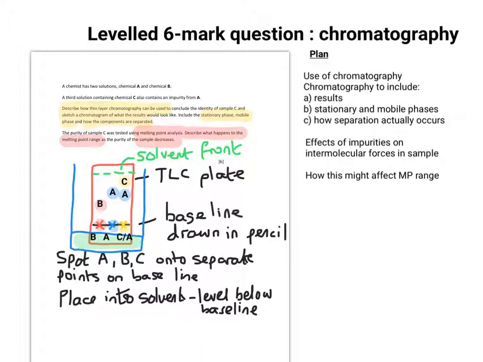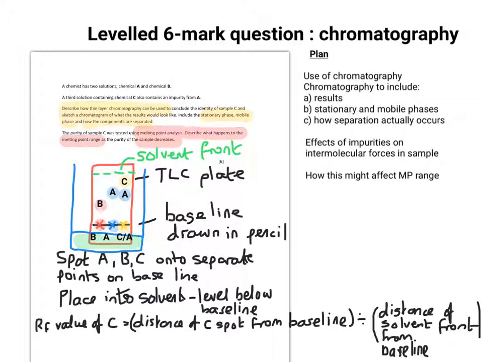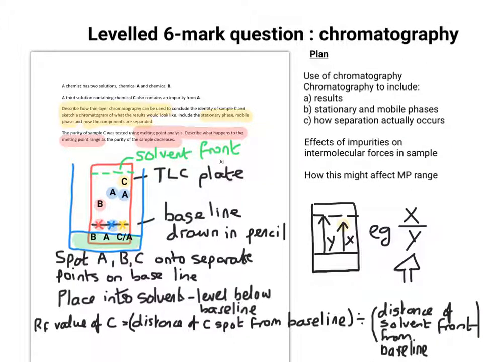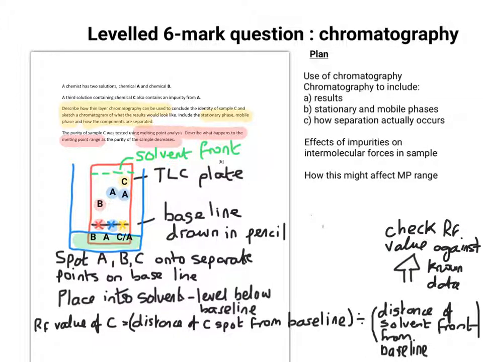So what you need to do is to work out the identity of sample C. You measure the distance of spot C from the baseline over the distance of the solvent front from the baseline, as I've illustrated in that little sketch there. Okay, so once you've got this RF value, what do you do with it? You can check it against known data for individual compounds, so that will start to give you an idea of what C might be.